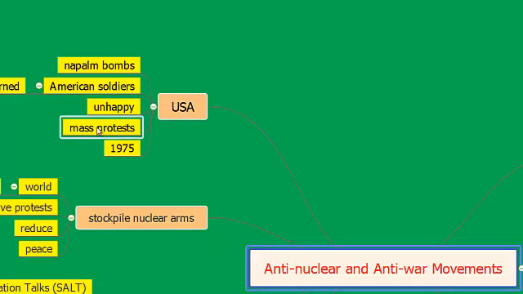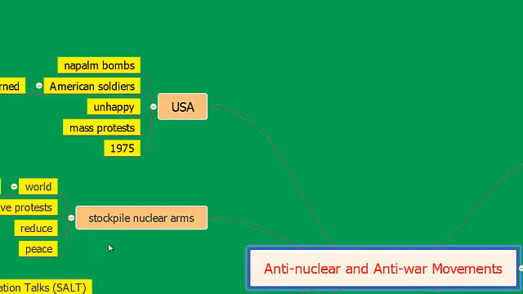And these people started a mass protest. American civilians started a mass protest, and due to this, it eventually forced the USA government to end the war and leave Vietnam in 1975. So finally in 1975, the USA ended the war in Vietnam, and they left Vietnam.